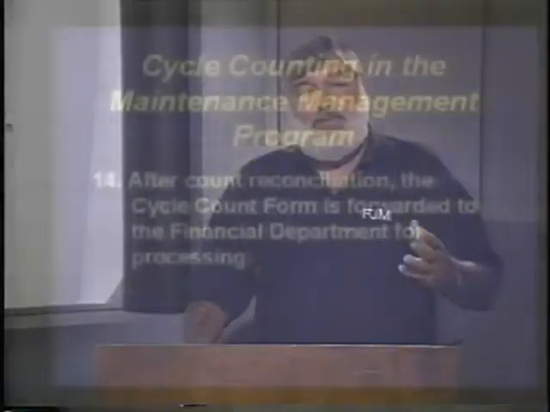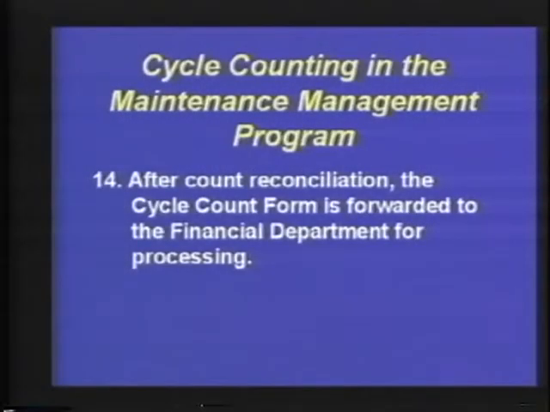After there has been a reconciliation between the inventory system and the cycle count quantity, then the cycle count form should be returned or forwarded to the financial department. And here the financial department may cost out any variances, and they may post those variances to what is called a cycle count variance record.